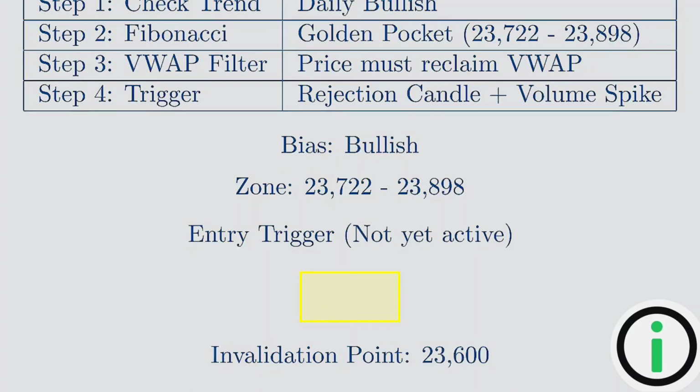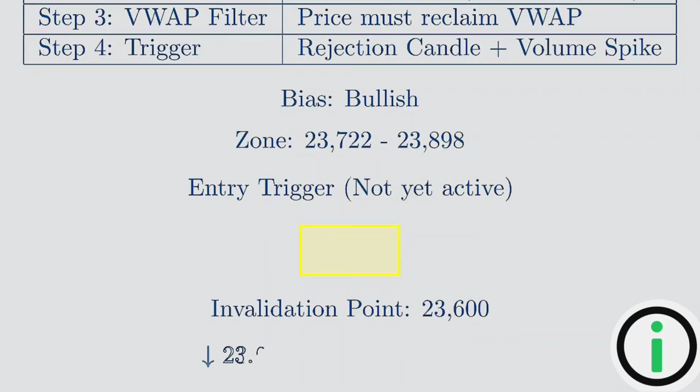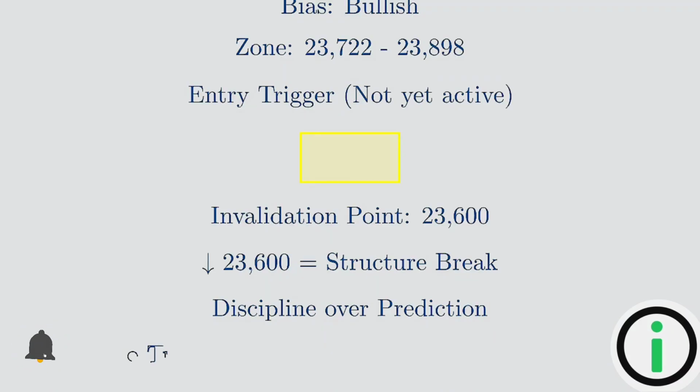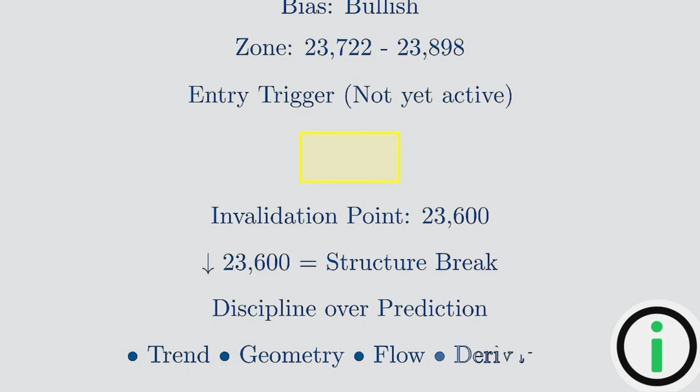Every professional strategy needs an exit plan if it's wrong. If Nifty closes a day below 23,600, the thesis is invalidated. This would mean the major put wall and the mid-June swing low have failed. Most retail traders lose money because they enter on a single lagging indicator like an RSI or MACD. By stacking these four independent confirmations, trend, geometry, intraday flow, and derivatives positioning, we significantly reduce false signals.